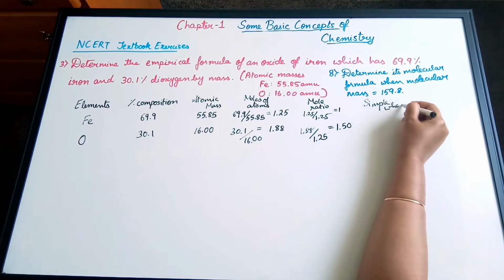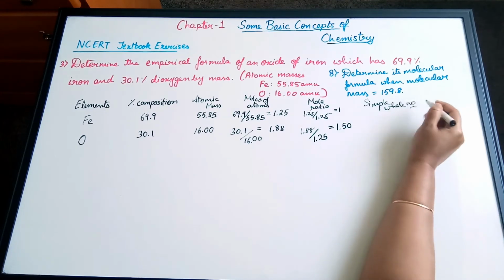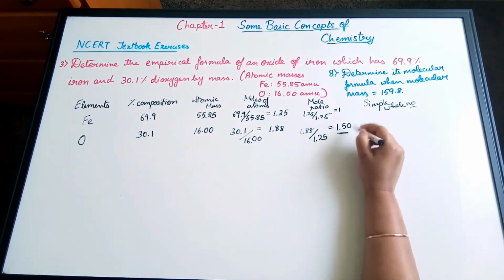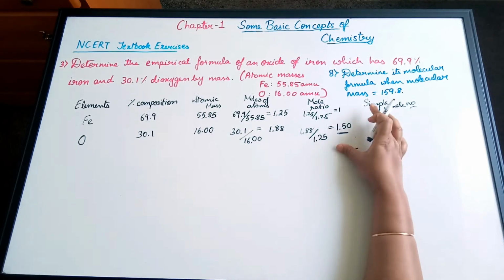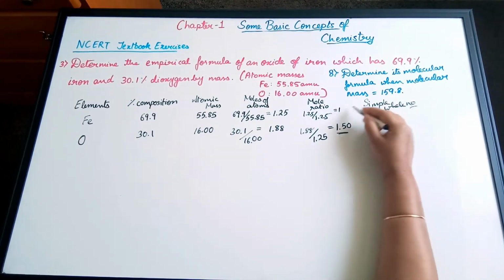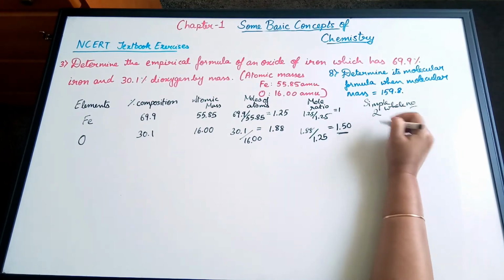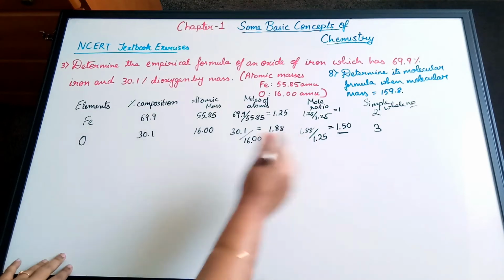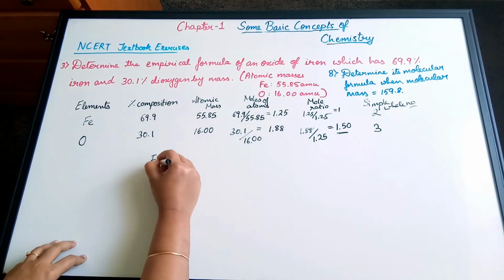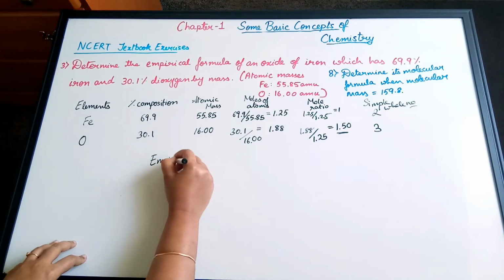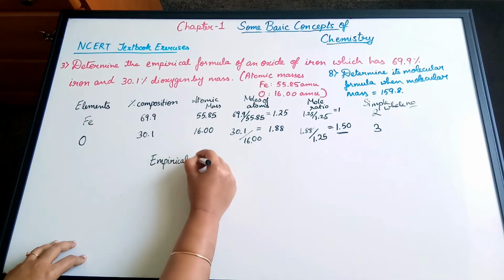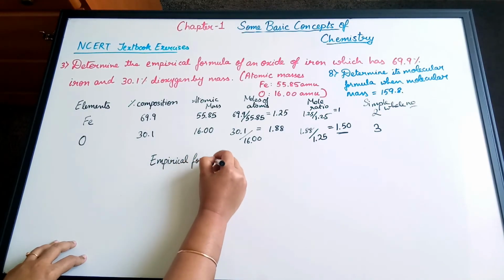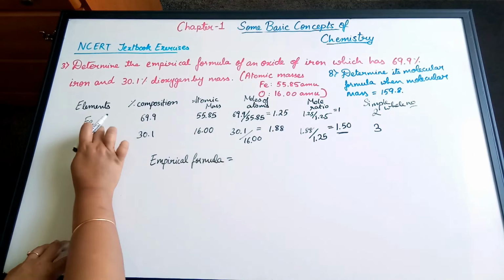And this is possible when we multiply this value by 2. So we will be multiplying both these values with 2 and we'll get a 2 over here and a 3 over here. So then we will have to simply write the empirical formula. Empirical formula equals Fe2O3.